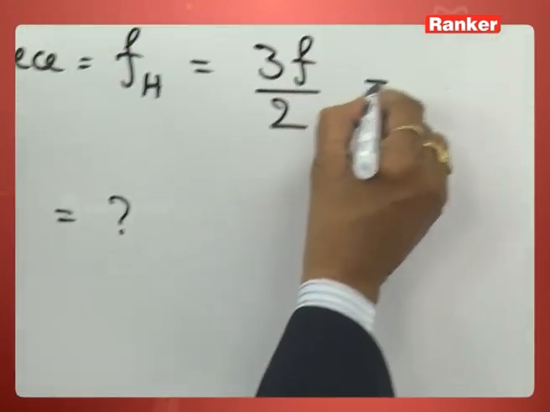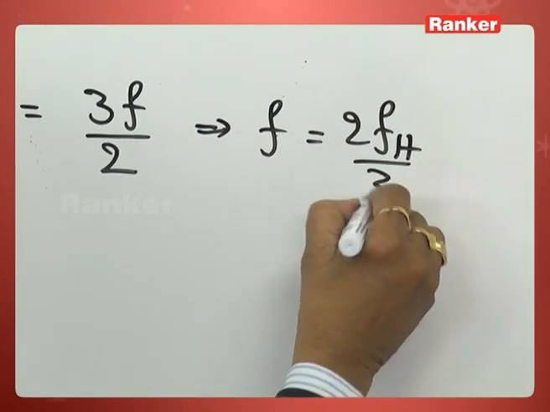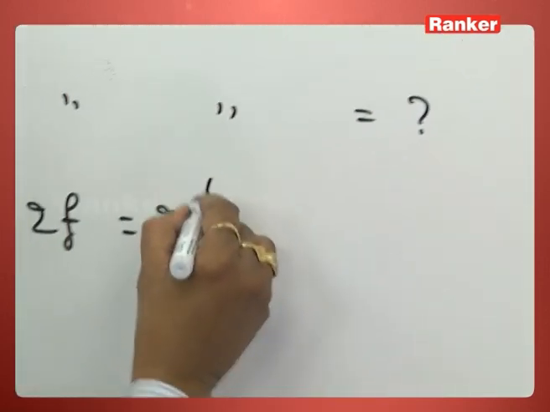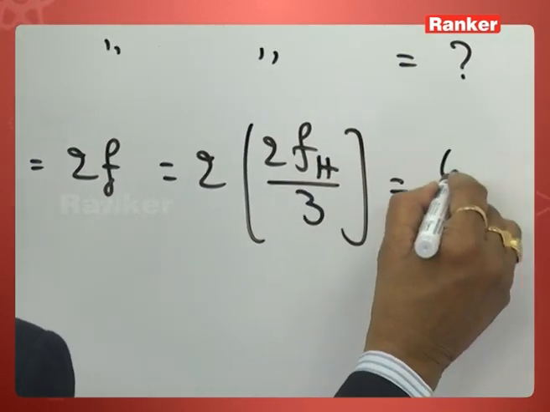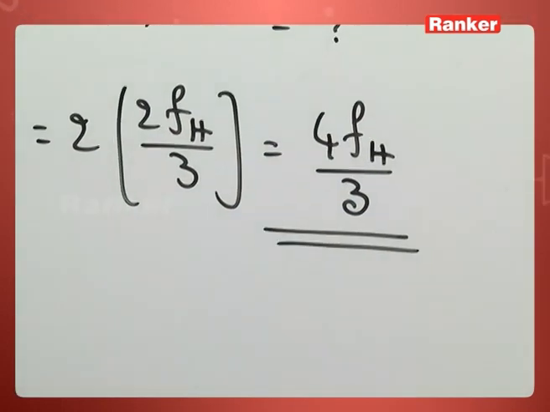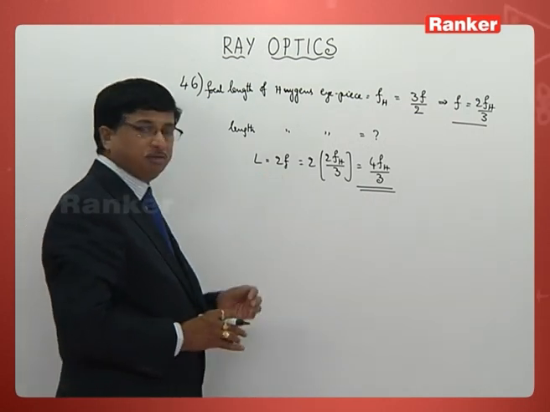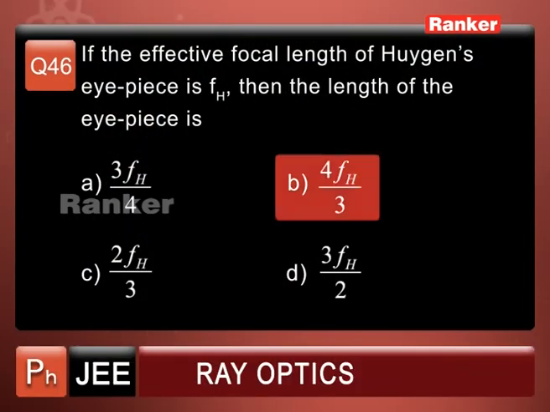Therefore, from this what we can write now? F is equal to 2FH by 3. Bring that one and substitute it here. Twice 2FH by 3. So how much it will now be? 4 times FH by 3. That is the calculation. So 4 times FH by 3, that answer is coinciding with the second option in this given problem. Therefore, answer becomes B for this problem 46.